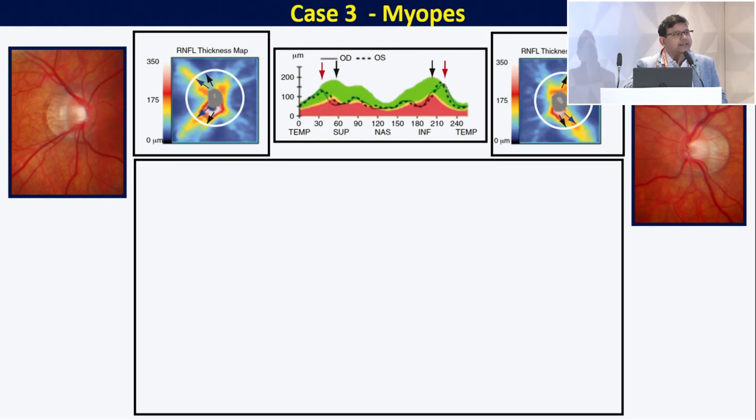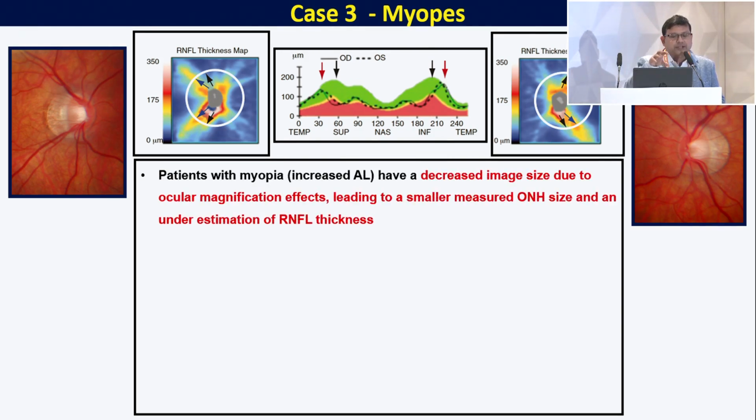So both of these cases are myopes. The first case had a -5 diopter. The second case has a -6 diopter spherical in both eyes. Now why this is happening is these patients with myopia or increased axial length, they have a decreased image size. So basically you're measuring the RNFL way away from the disc. So you're getting an abnormally lower value. So due to this, the smaller measured optic nerve width size, it causes an underestimation of the RNFL thickness.